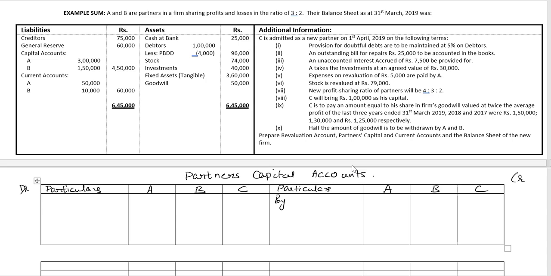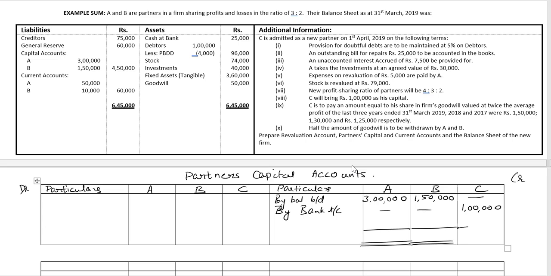We'll bring down the balance of capital accounts of A and B by balance brought down. 3 lakh rupees in the case of A and 1,50,000 rupees in the case of B. Now the amount which is brought in as capital by the incoming partner C, rupees 1 lakh, we will do it through the partner's capital account. So it's by bank account 1 lakh rupees under C. No other entry.